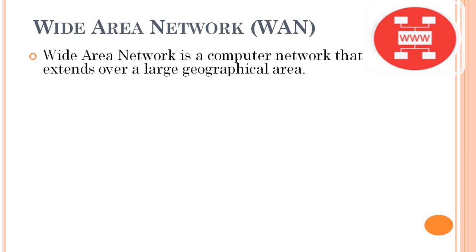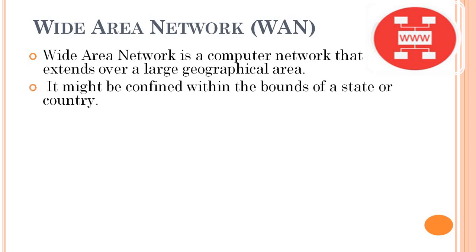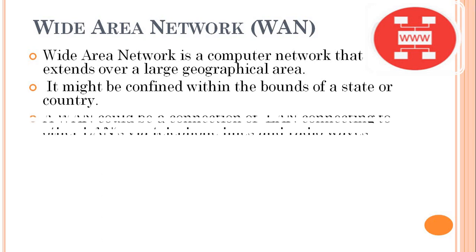Wide Area Network is a computer network that extends over a large geographical area. So basically it covers the largest geographical area. One example of WAN is the internet. It might be confined within the boundaries of a country. So it can be within a state or it can be as big as a country.